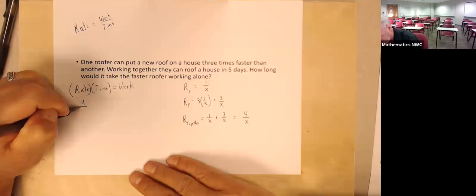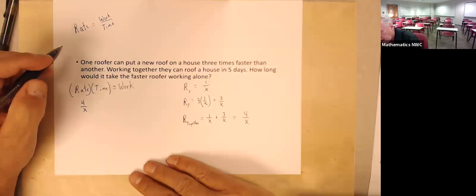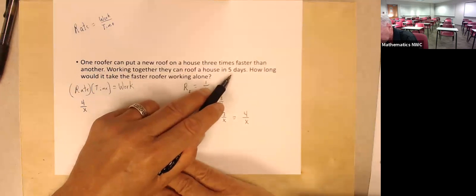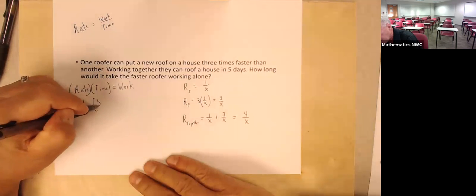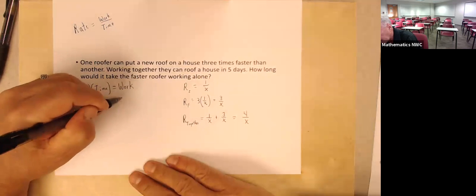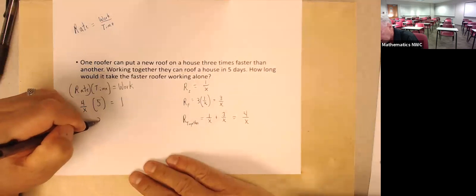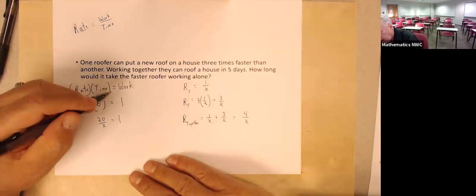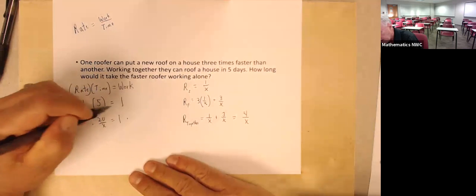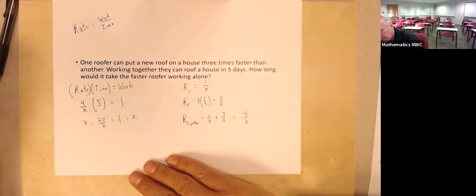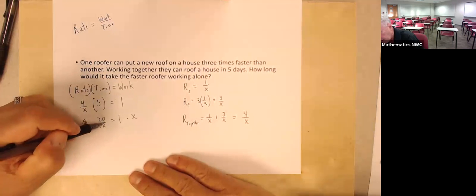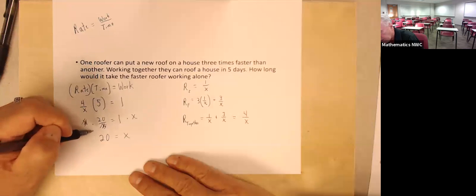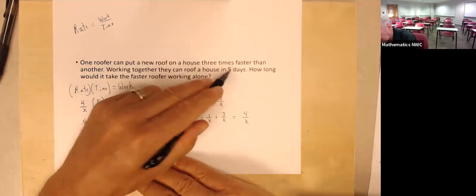So 4/x multiplied times the time. Working together, they have 5 days to get one roof done. This would be 20 over x equal to 1. I can multiply both sides by my denominator. That allows me to cancel those. And I get x to be 20. In this case, days.